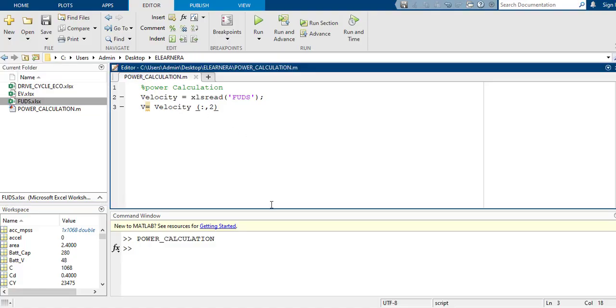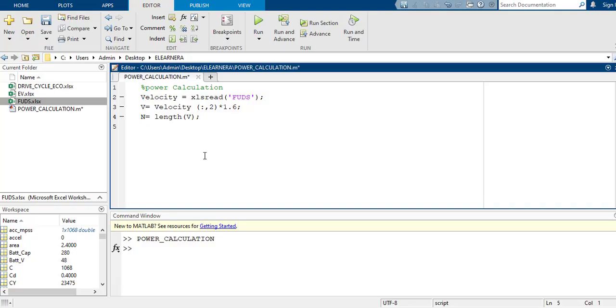Then the velocity is in miles per hour, so we convert it into kilometers per hour, as we have already converted in the Excel sheet. Then n means the length of the matrix, that is length of V. Here in this syntax we get the length of this matrix, meaning we read this V as a column matrix.